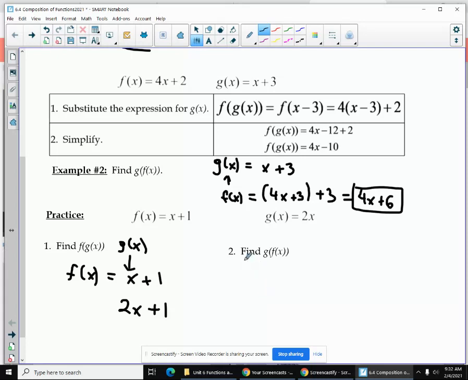Okay, please take a minute or two, try example number 2, and then we'll do it together. So here, I'm asking you to find g of f of x. So the outside function is g, okay? So g of x is equal to 2x.